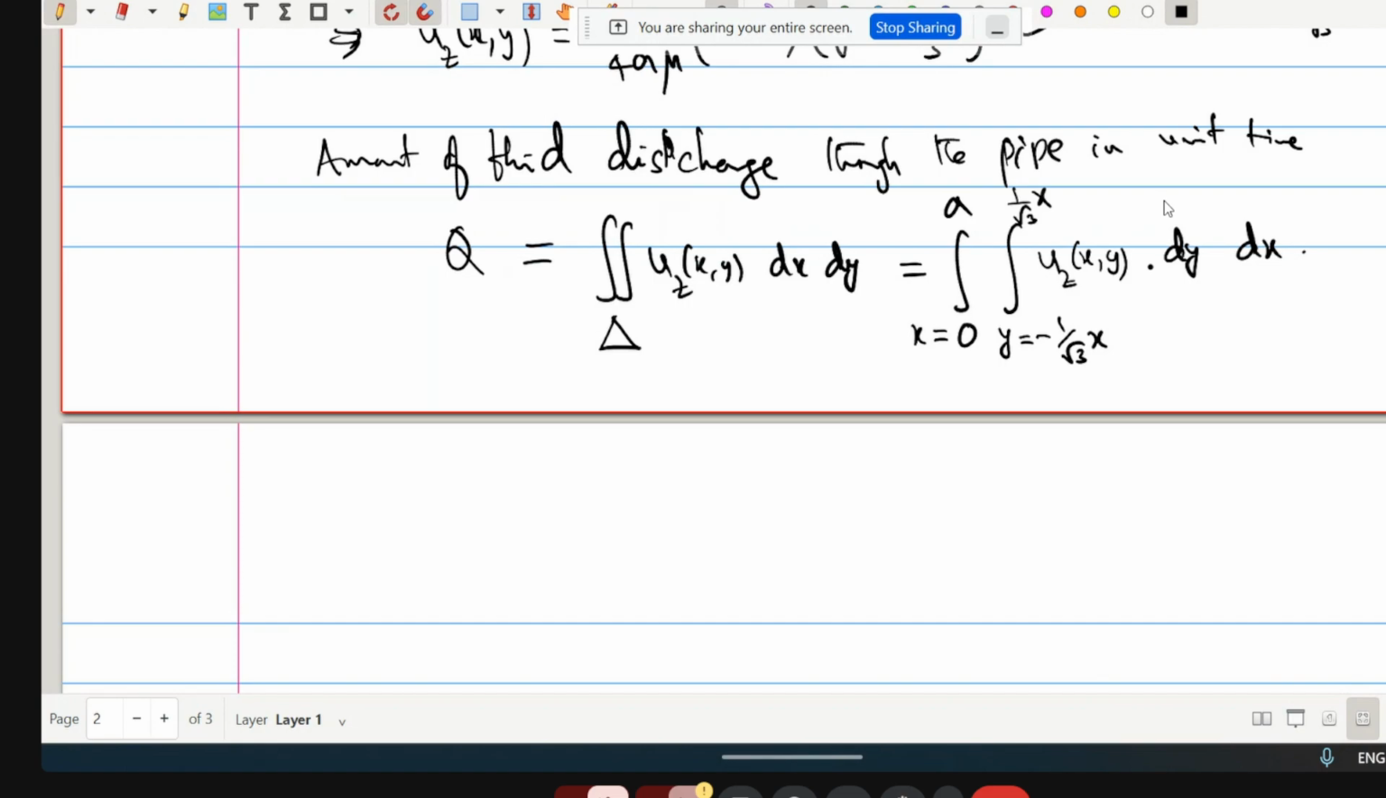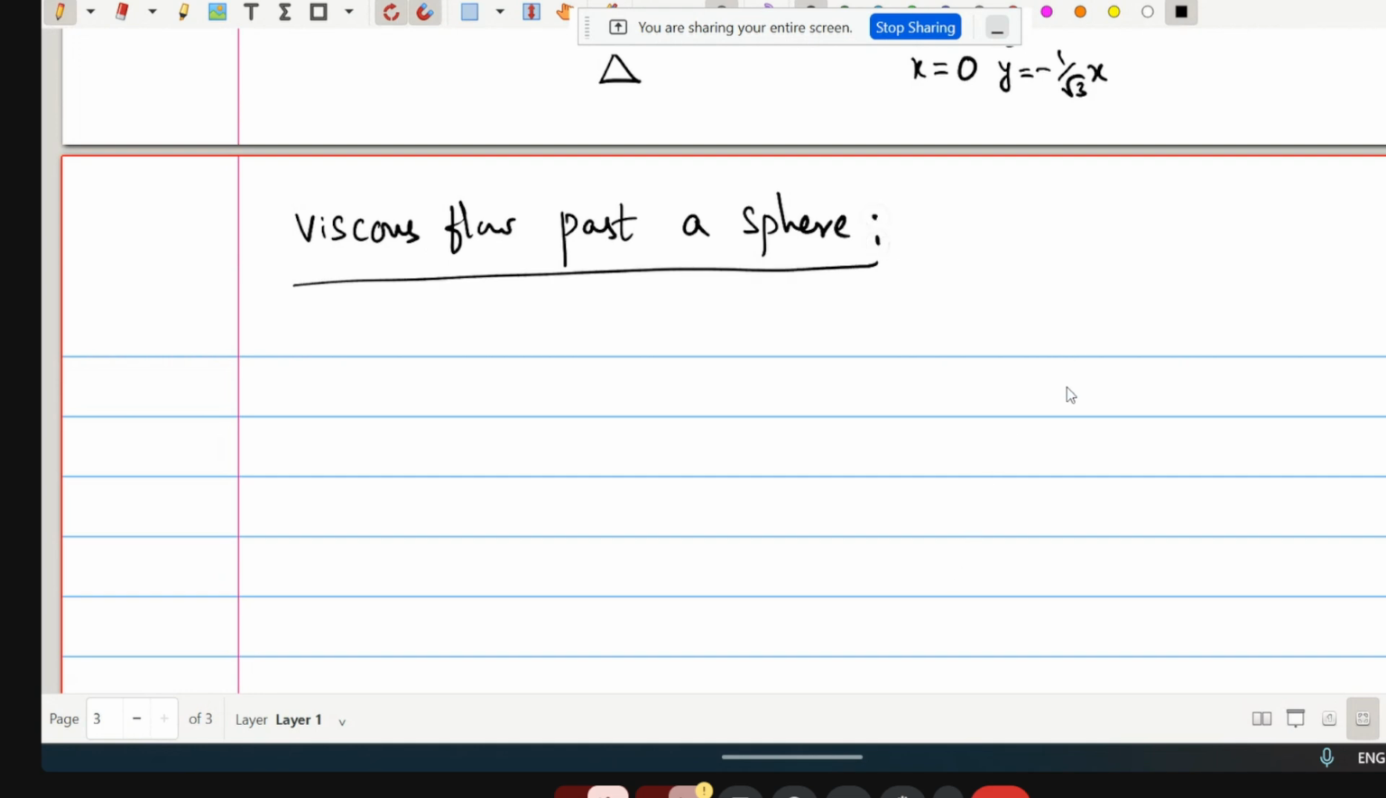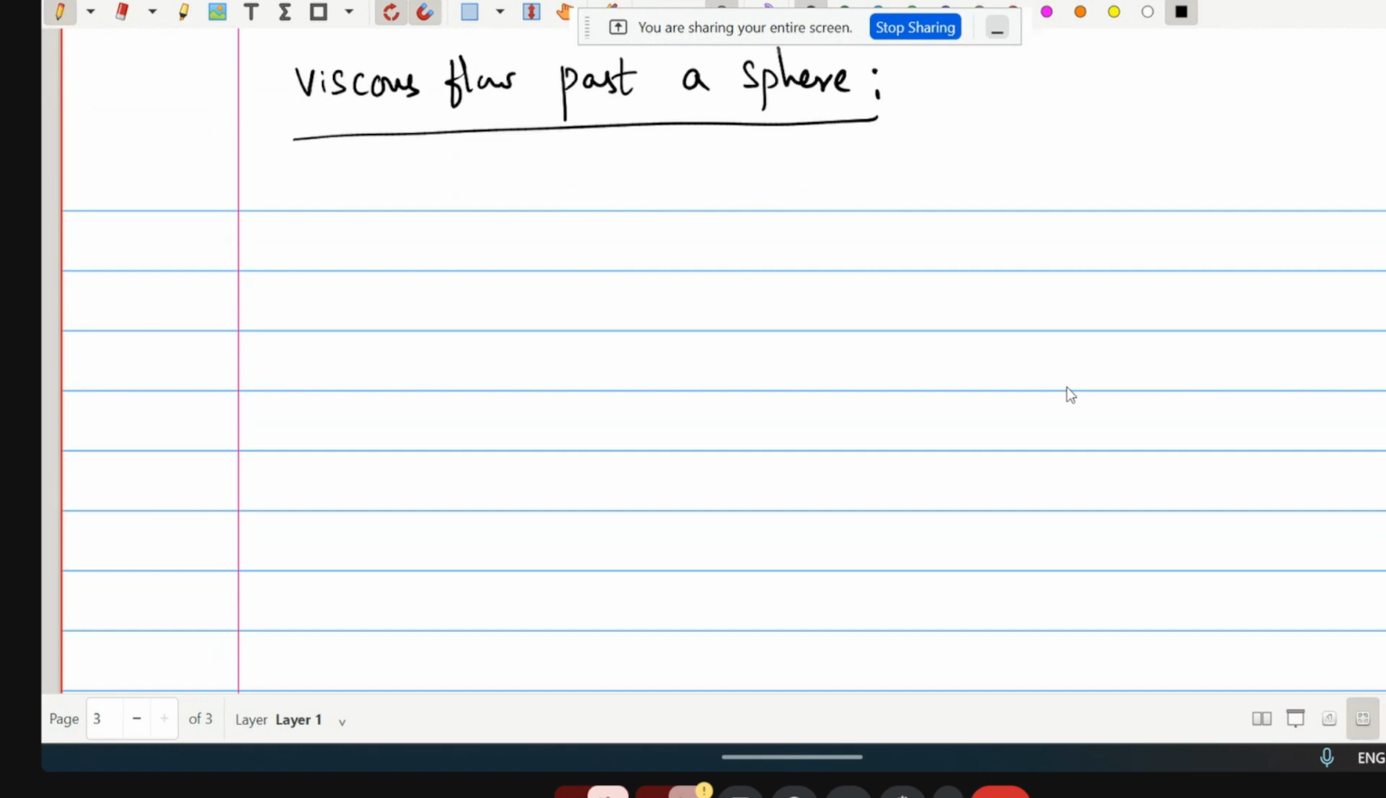Now the only thing that is left is viscous flow past a sphere. We'll do it for a sphere. Cylinder also you can do, but I'm trying to do only the sphere. So we are going to use spherical coordinates here. Before we do this, we're going to take the Navier-Stokes equation.